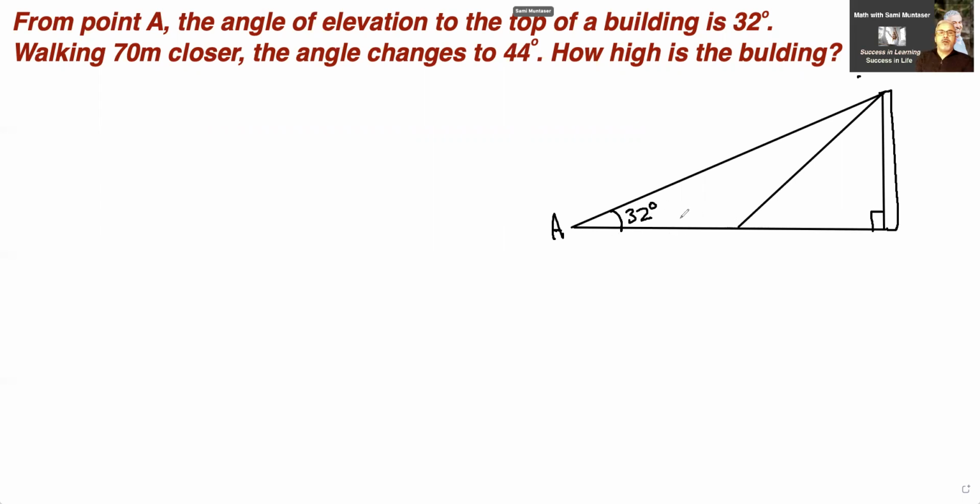Walking 70 meters closer, the angle changes to 44 degrees. So when you walk 70 meters closer, the angle of elevation changes to 44 degrees. How high is the building? So what they're trying to find is X, or let's maybe call it H for height. Okay, so here we go. We'll start working on this.